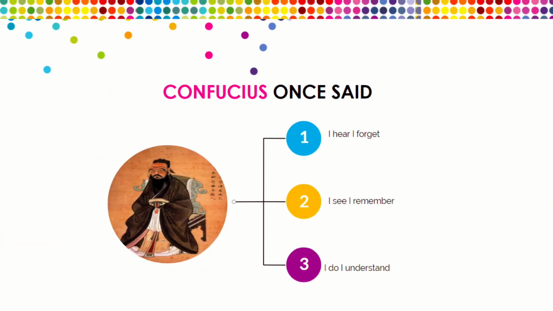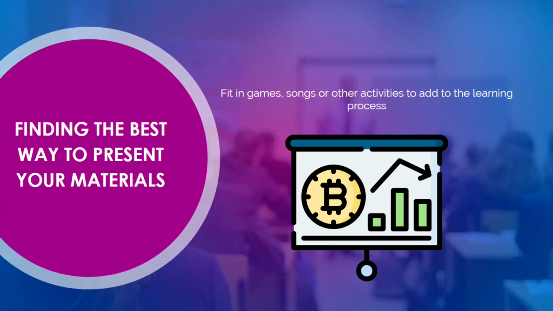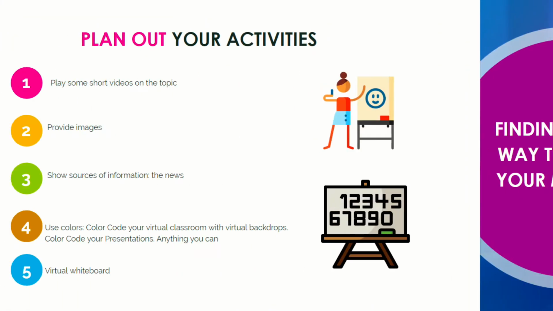It's so important. And Confucius, an ancient Chinese professor, said, "I hear and I forget. I see and I remember. I do and I understand." So how can we get that interactivity, that engagement, the collaboration in online learning? That is where it's really at. So finding the best way to present your materials is great, but can we fit in games, songs, and activities into the learning process? And that is part of building your virtual classroom. You need to have a full plan for interactivity and engagement and activities.